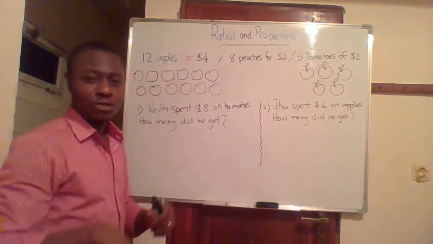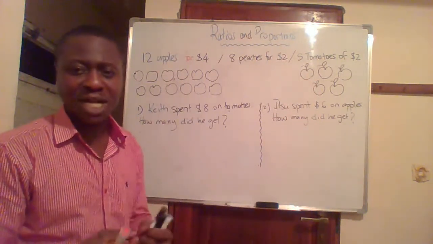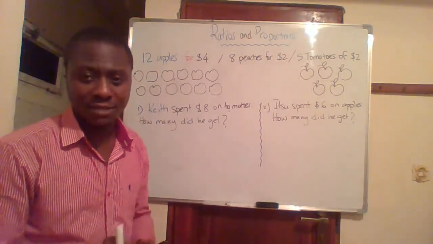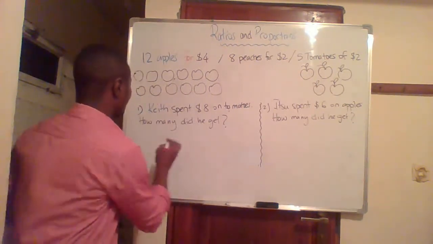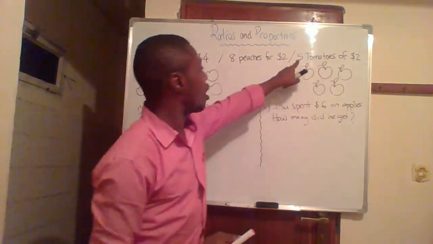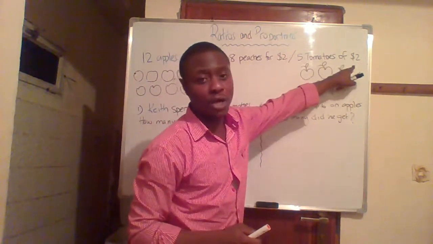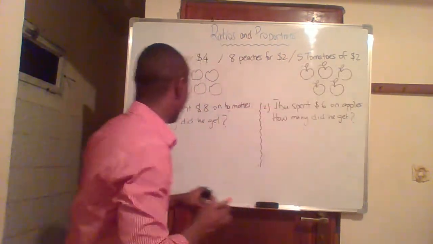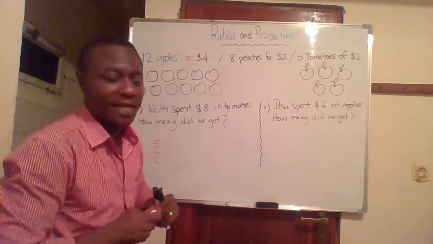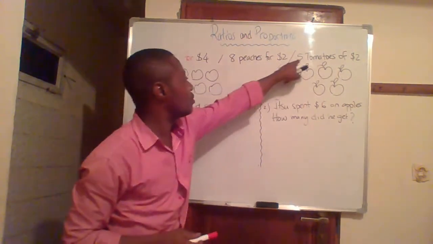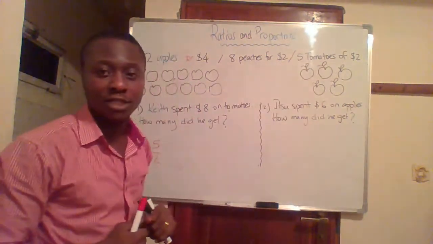So what you need to do here is to apply the ratio and the proportion concept. The first thing to do here is to make ratios. We know that the ratio of tomatoes to the money, to dollars, is 5 to 2. So 5 to 2, that's the ratio. The 5 represents the tomatoes and the 2 represents the dollars, the money.